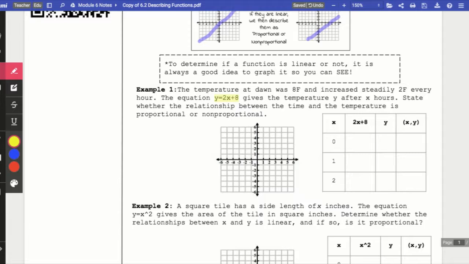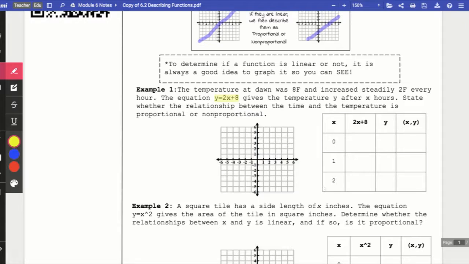If you're really big brain, you could already determine whether it's proportional or non-proportional, because we know proportional relationships have a certain equation. If you remember that, I'm very proud of you. But we're going to test to see if it's proportional or non-proportional. And how we do that is by creating an input-output table.